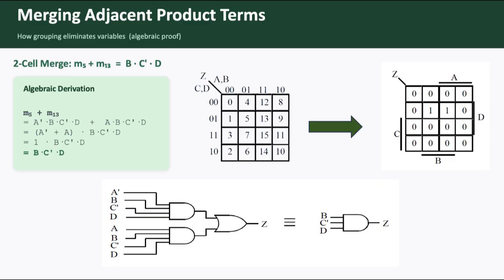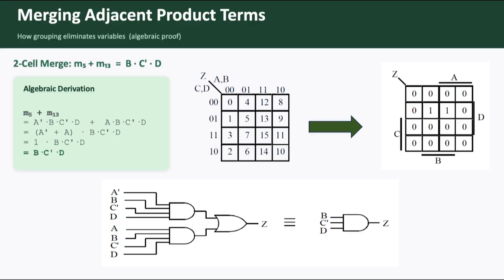Below, you can see the equivalent logic circuits. Before grouping, you need 2 AND gates feeding into 1 OR gate, a total of 7 input connections. After grouping, a single 3 input AND gate suffices. This is the direct hardware benefit of K-map minimization.